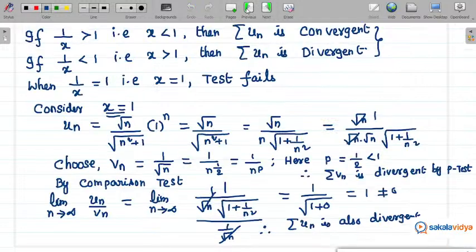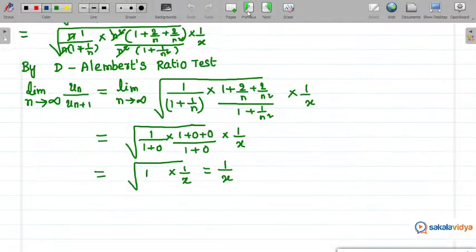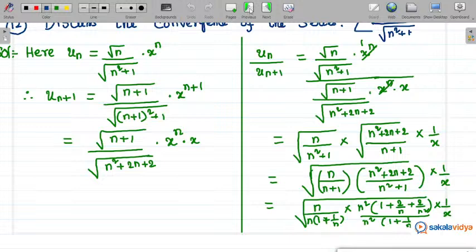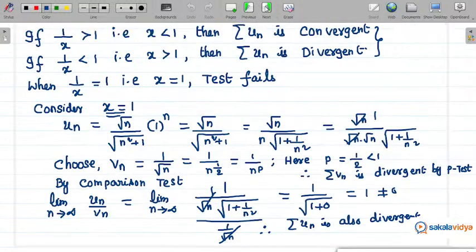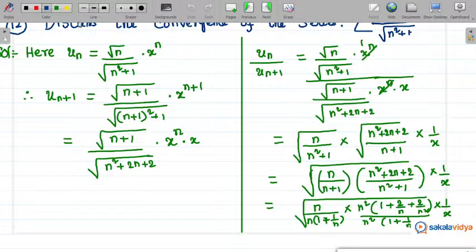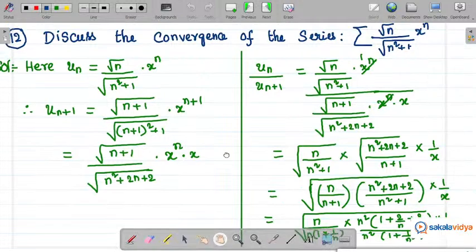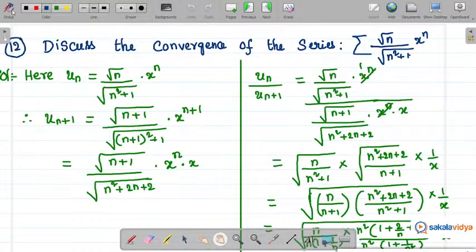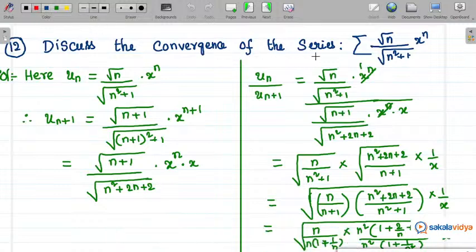Okay, so let us go to the question once again. Right, so let us discuss once again. Discuss the convergence of the series sigma root n by root of n square plus 1 x to the power of n. When it involves the x to the power of n term, we need to apply D'Alembert ratio test.